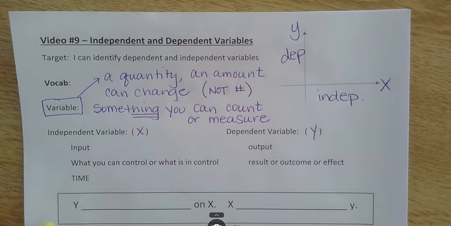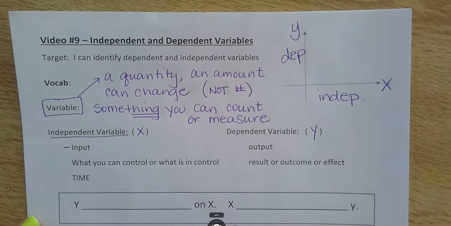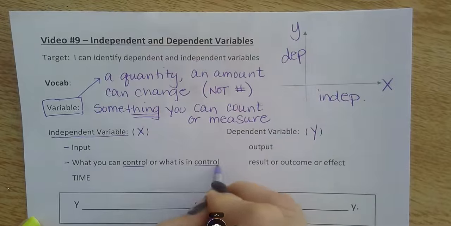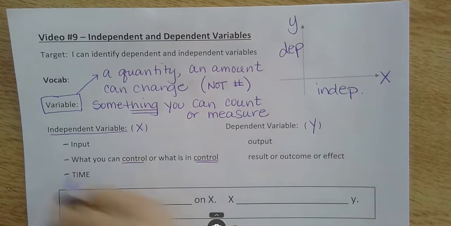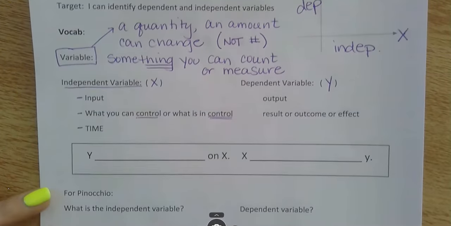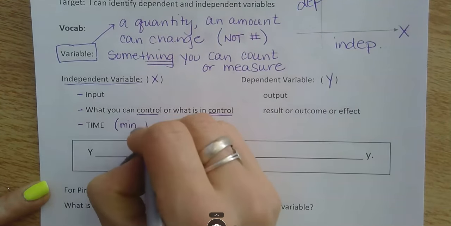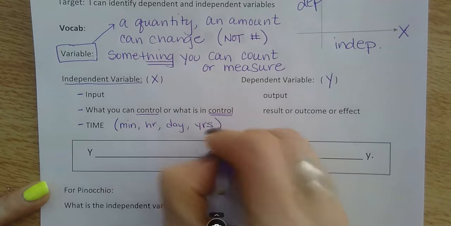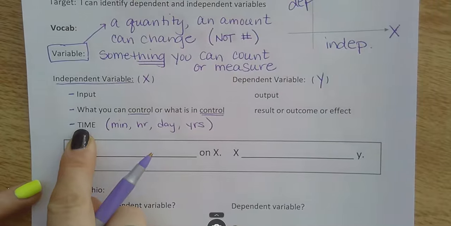Okay? Now, the independent variable is the input. It is the thing that you can control or the thing that's in control of a situation. And also in almost every example, if you have time, that is going to be the independent variable. So for example, minutes, hours, days, years, any amount of time is usually x, the independent variable.